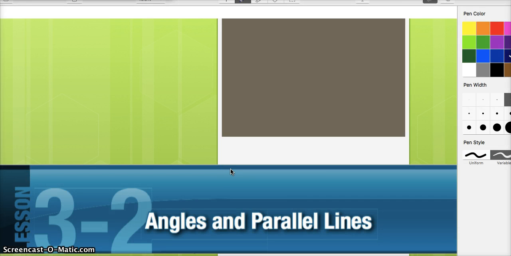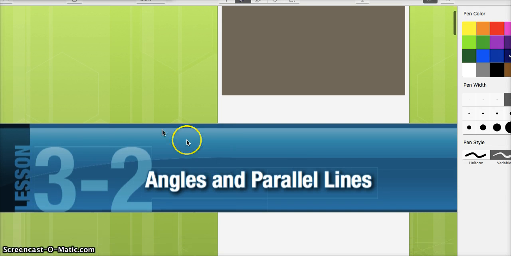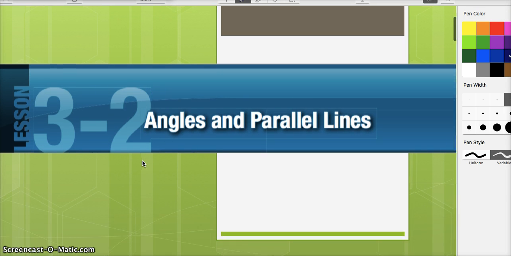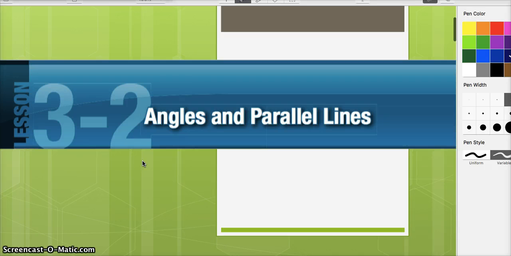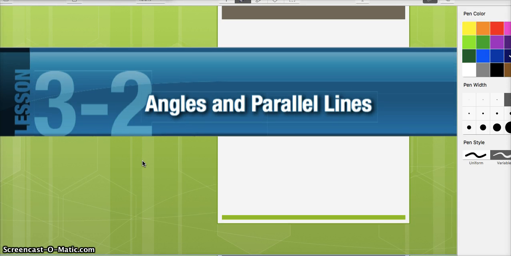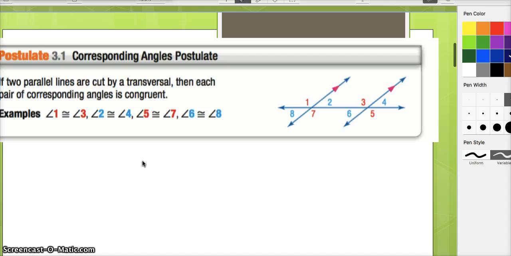All right, so here we are, Geometry Kids. We are going to talk about Chapter 3. We're going to look at angles and parallel lines. And so I hope that the vocabulary from Section 3.1 made sense because 3.2 is going to utilize a lot of that information. So the first thing we got, let me make the screen a little bit bigger for us.